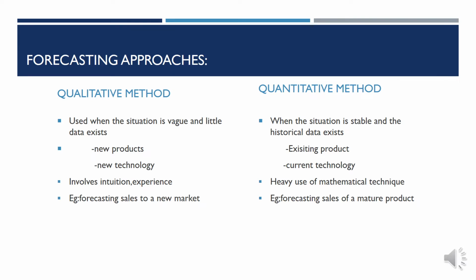The next method is the quantitative method. Quantitative forecasting relies on historical data that can be measured and manipulated. It is best for making short term forecasts, as past trends are more likely to reoccur in the near future than in the longer term. Heavy use of mathematical techniques is applied here. For example, forecasting sales of a mature product.